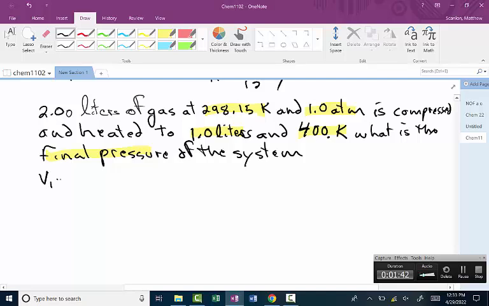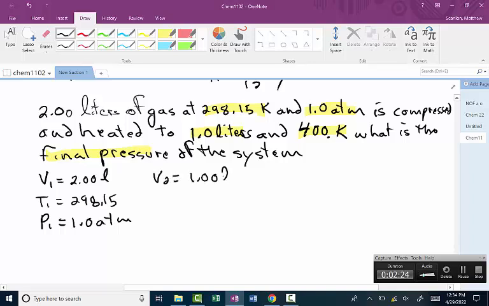The initial volume V1 equals 2.00 liters. Put a unit on it. T1 equals 298.15. Let me fix that. And P1 equals 1.0 atmosphere. And then I write down V2 equals 1.00 liters, and T2 equals 400 Kelvin. And finally, P2 equals that.